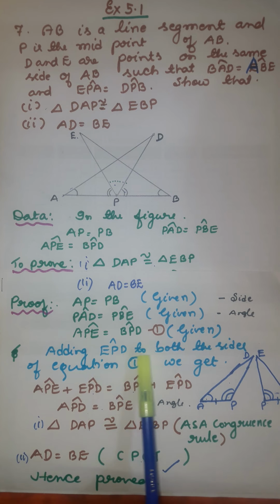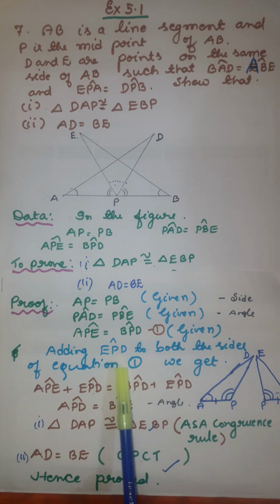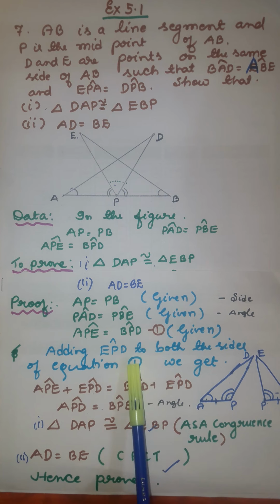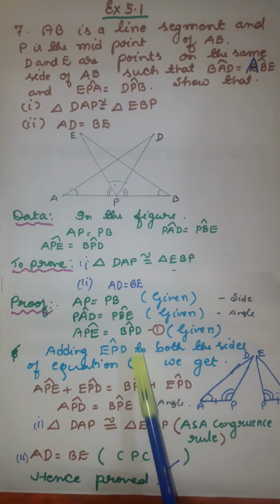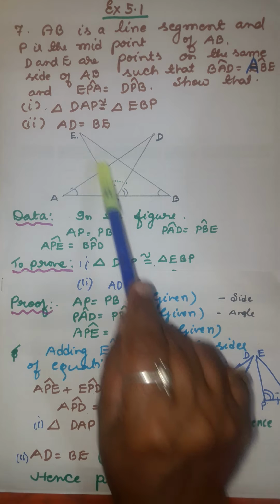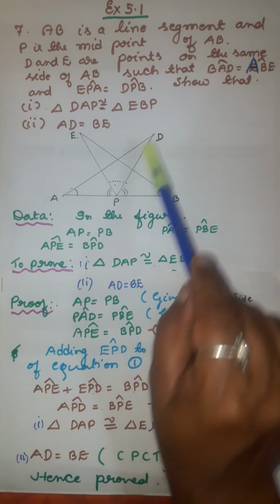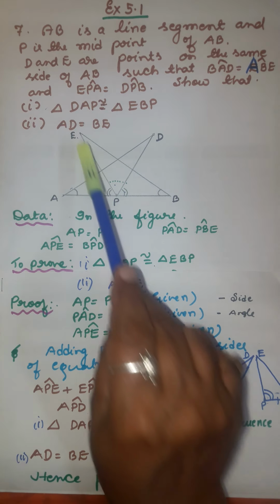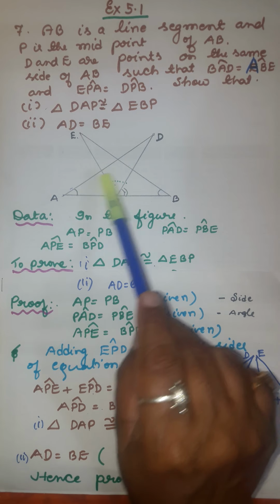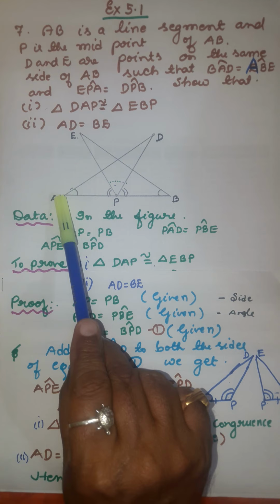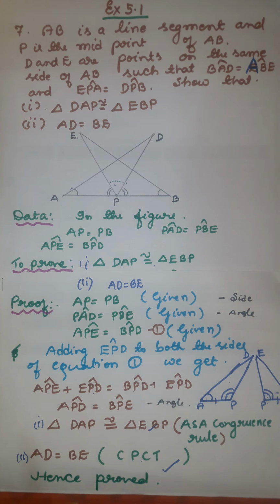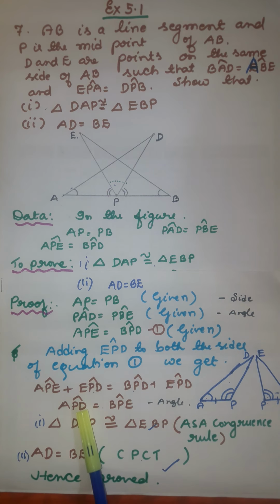Adding angle EPD to both sides of equation 1, because I am calling this equation 1. So what are we going to get? Angle APE plus angle EPD is equal to angle BPD plus angle EPD. If you add the two angles APE and EPD, we get angle APD. So this is the left hand side of the equation.